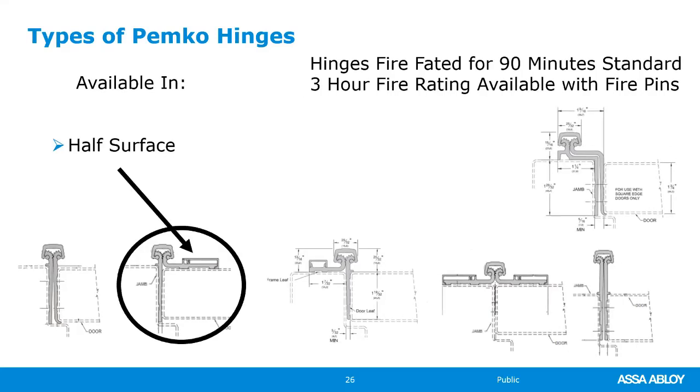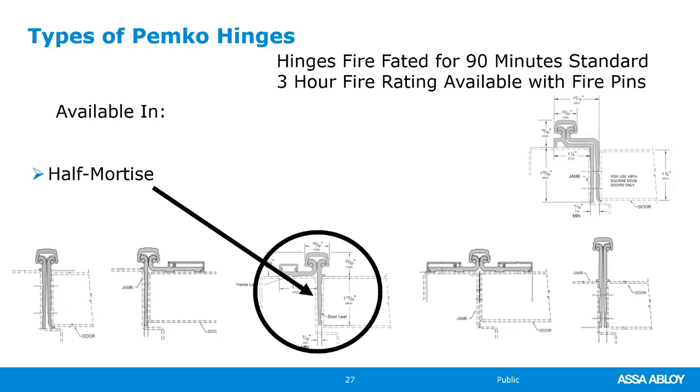I'm going back and forth between these two because, as in hinges, the word after half always applies to the door. So a half surface hinge means it surface mounts to the door and it will mortise to the frame. A half mortise hinge means that it mortises into the door and surface mounts to the frame.